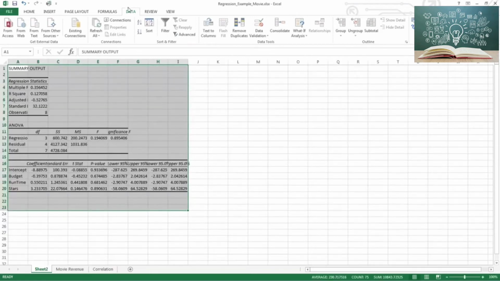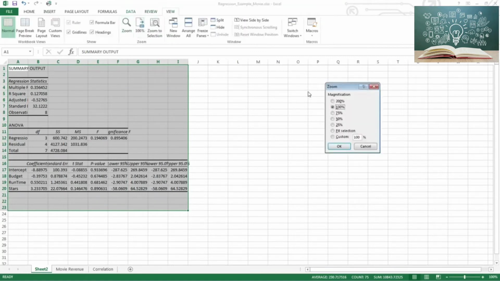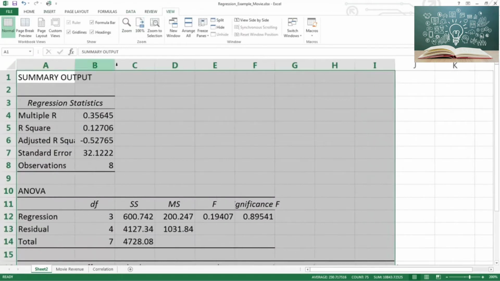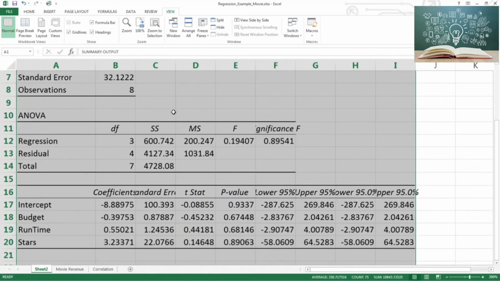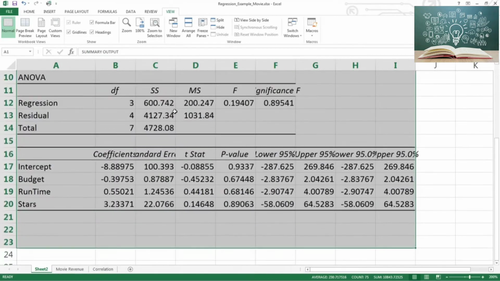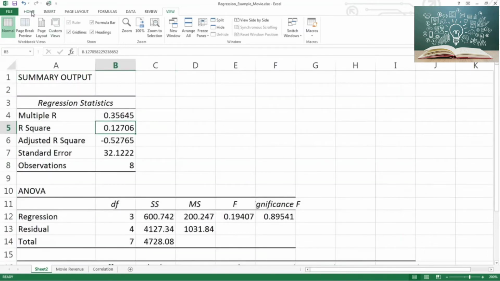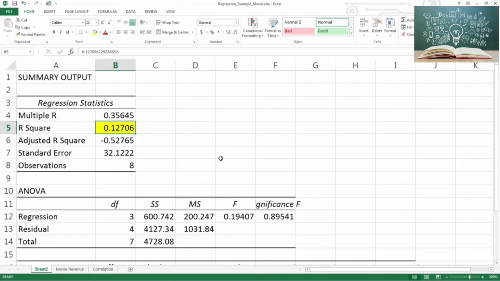Making it a little larger, we can look at a couple of key items. You get the regression statistics, the ANOVA and the coefficients. One of the key items to look at is the R square, which is the measure of how much of the change in ticket sales is driven by the three variables that we have provided. It indicates 12% of the variation in ticket sales. That's not very much, which means we need to probably look deeper at what is modifying ticket sales, but it is a key measure.